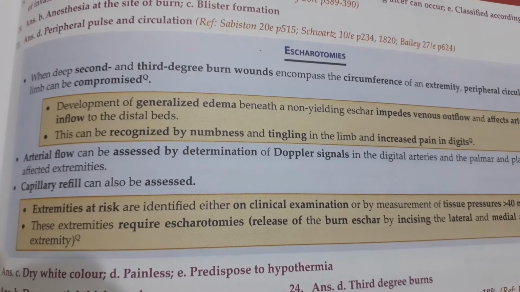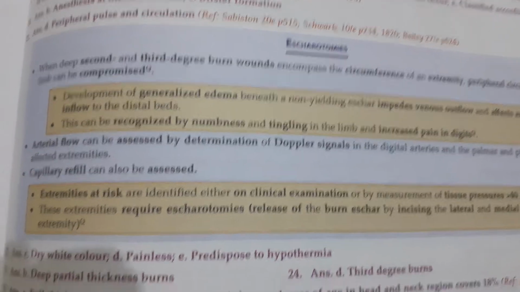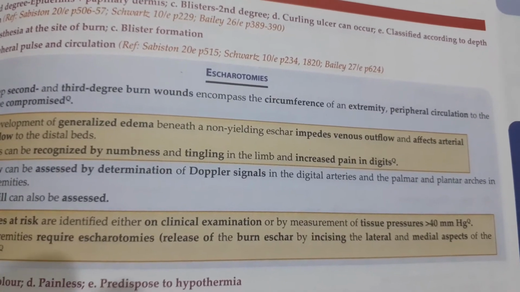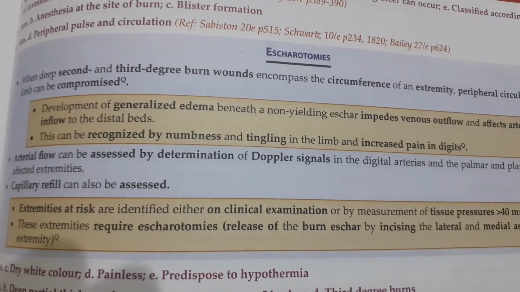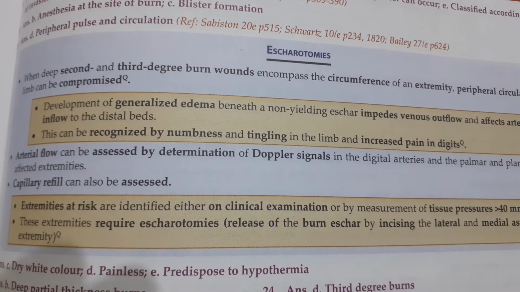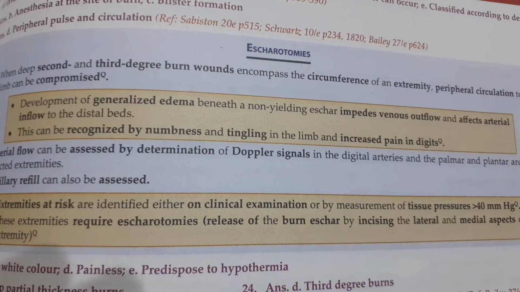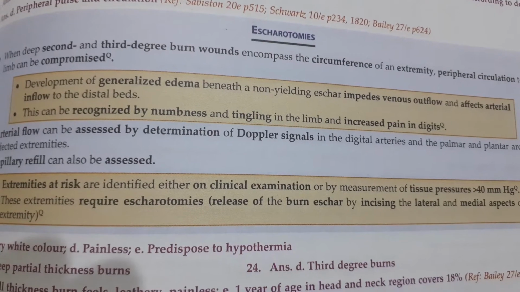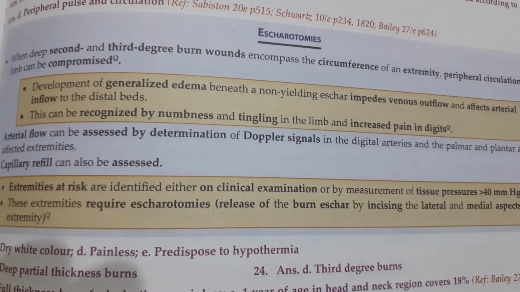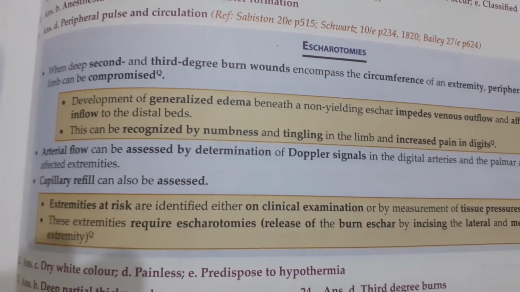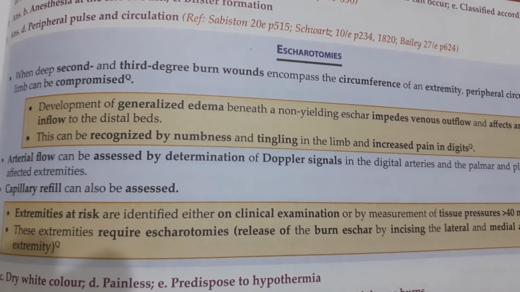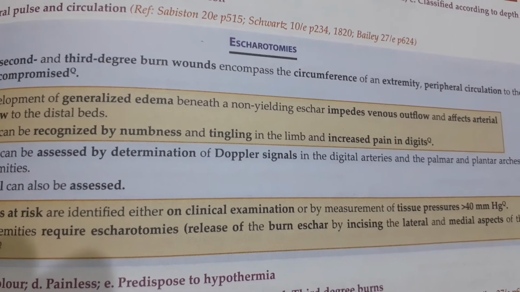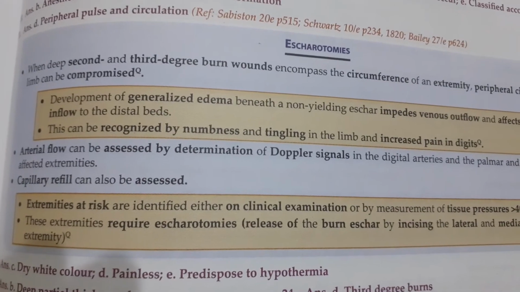Escharotomy is needed when deep second and third degree burn wounds encompass the circumference of an extremity. Peripheral circulation to the limb can be compromised. Development of generalized edema beneath non-yielding eschar impedes venous outflow and affects arterial inflow to the distal beds. This can be recognized by numbness and tingling in the limb and increased pain in digits.